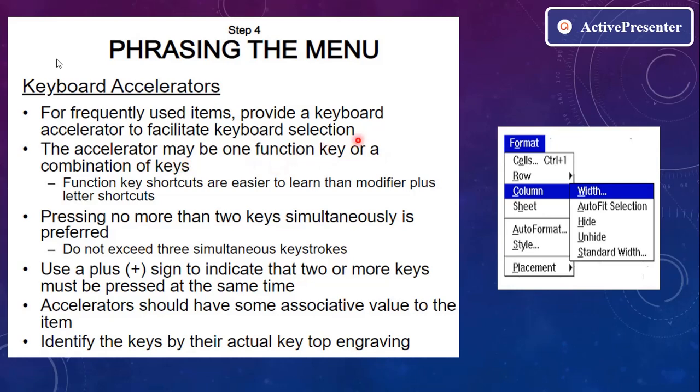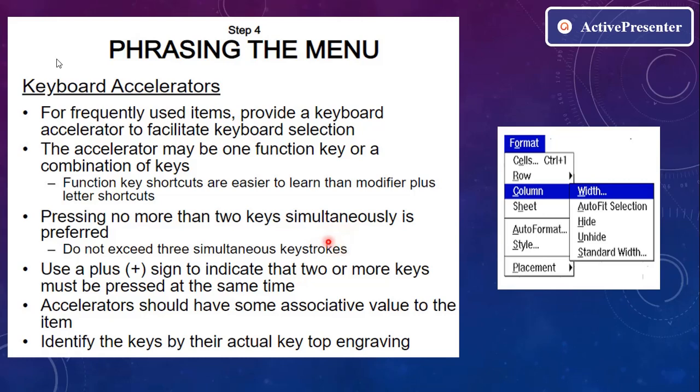Sometimes you may be using one function key, maybe F1, F2, F3. Those function keys may be used, or sometimes a combination of keys like Alt, Control C, or Control V, Control U, or Control I. You may be using a combination of keys to access any content of the menu. Function key shortcuts are easier to learn than modifier plus letter shortcuts. Pressing no more than 2 keys simultaneously is preferred. So do not exceed 3 simultaneous keystrokes.